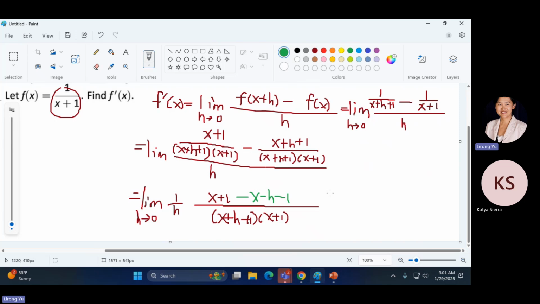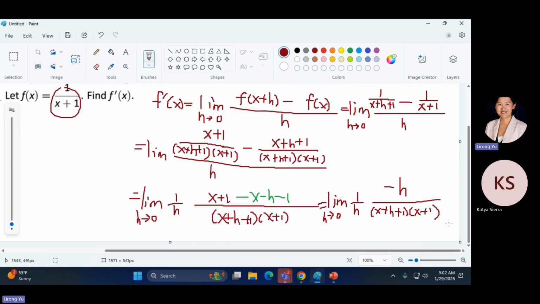This x minus that x, the x is gone. This plus 1 and then minus 1. The 1 is gone. So what we have left is negative h. So then the limit calculation becomes this, and this is equal to the limit as h is approaching 0, and here you have 1 over h. Here you have negative h, and in the denominator, we have x plus h plus 1, and then x plus 1.